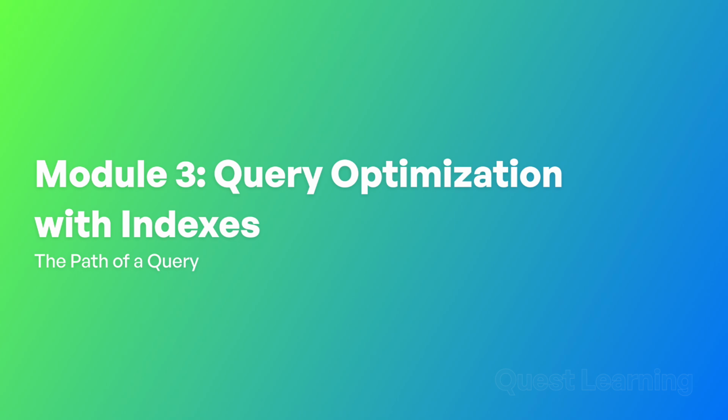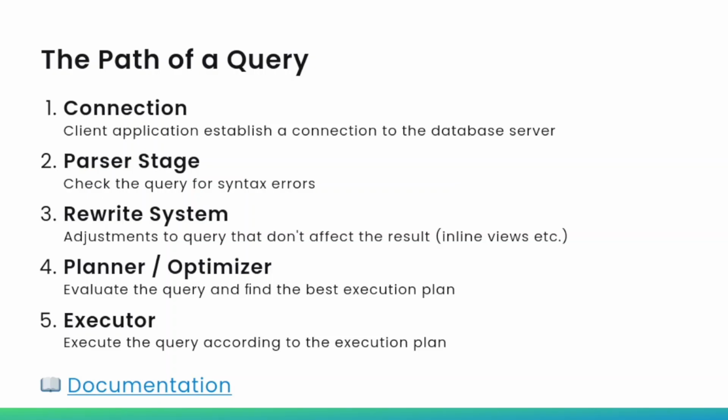Path of a query is everything that happens when you finish writing your query and click enter. So what happens until you get results back? Let's go through the steps. The first step is the connection step. You have a client application connecting to a server, establishing a connection. So once you hit enter, the first thing that needs to happen is that the text needs to go over to the database.